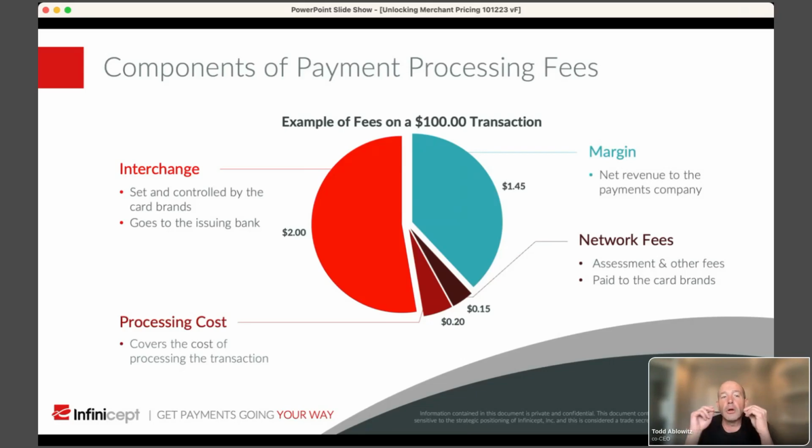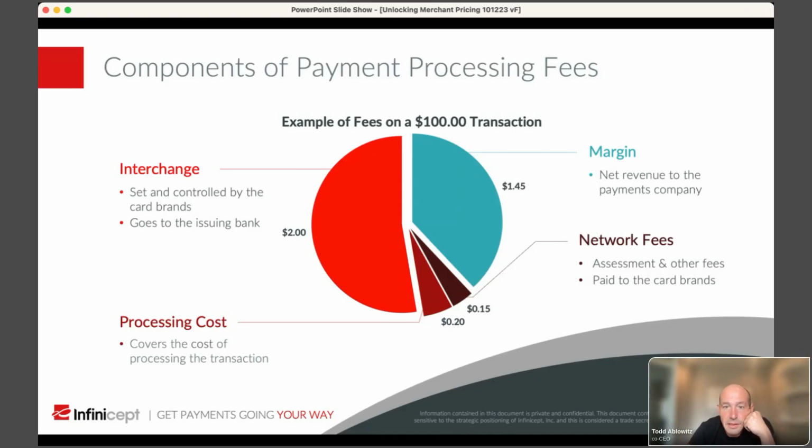Interchange is the money that goes ultimately from the merchant, passed through the acquirer, passed through the card network, and ultimately becomes revenue for the issuing bank. So interchange, the largest part of the money that merchants pay, ends up at the bank that issued the card.